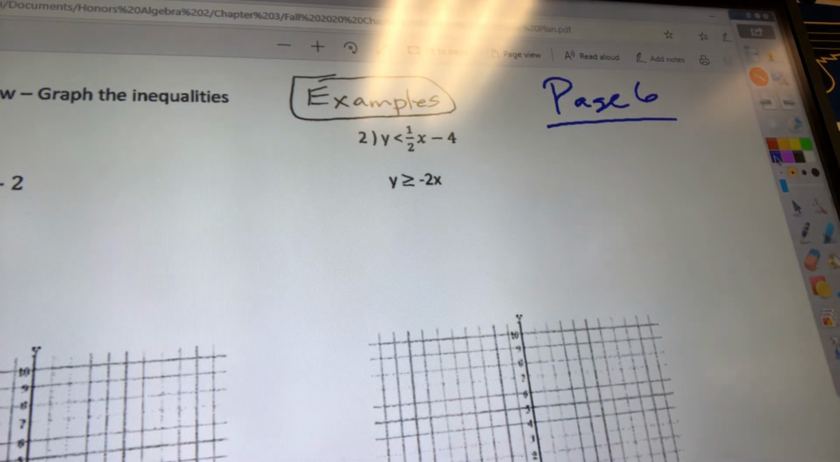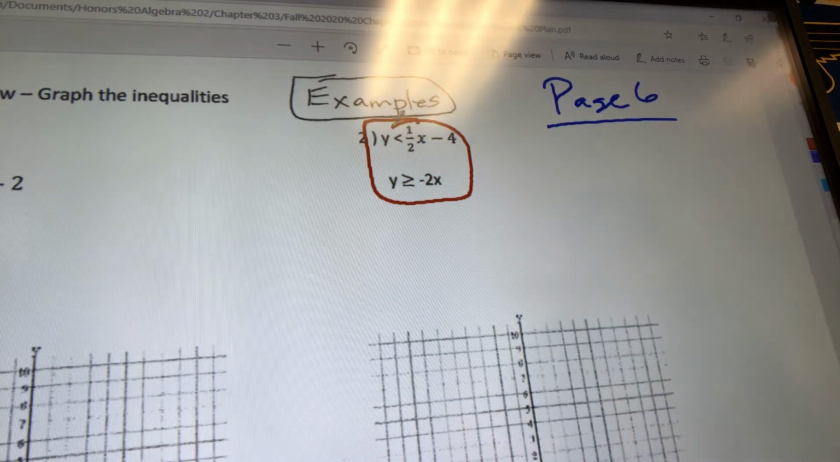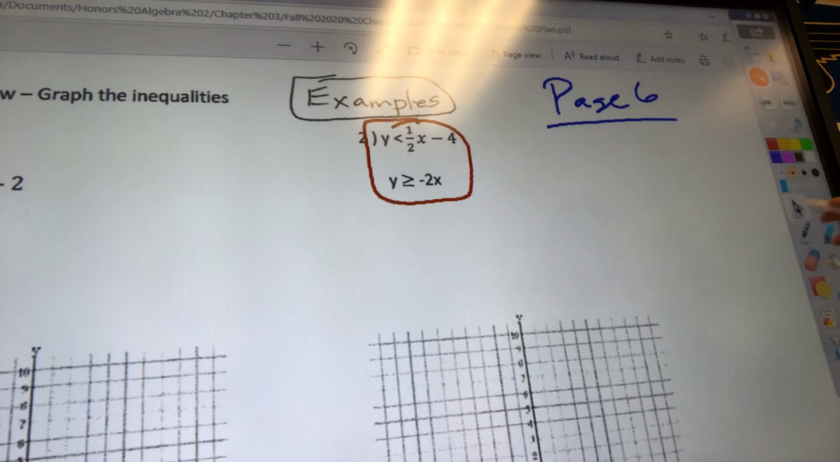All right, Honors Algebra 2 and Algebra 2. This is page 6 in your Chapter 3, Part 1, Game Plan. What I'm going to do is a few of these. These are solving systems of linear inequalities, okay? Two graphs here, they're both inequalities.